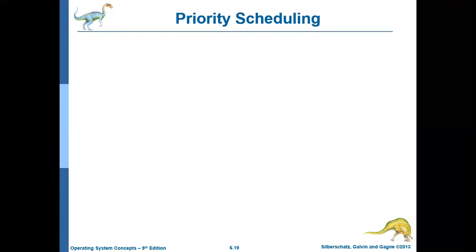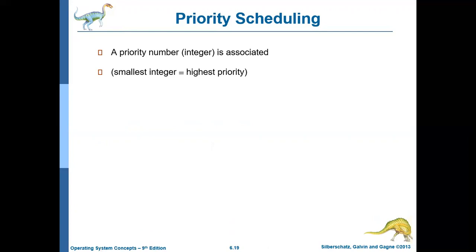In the priority scheduling algorithm, a number will be associated with every process, and that number is called the priority number. The lower the number, the higher the priority. That is, if the priority number associated with a particular process is less, then it has the highest priority. For example, if you have two processes P1 and P2 with priority numbers 1 and 5 respectively, then process P1 has higher priority than process P2. So the lesser the number, the more the priority.